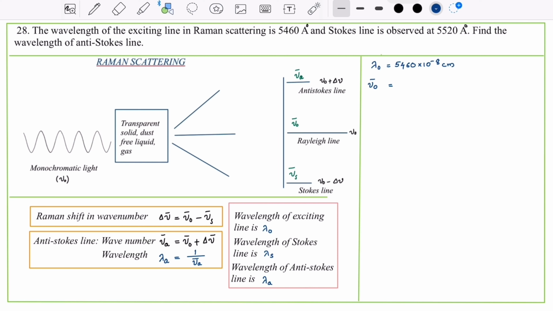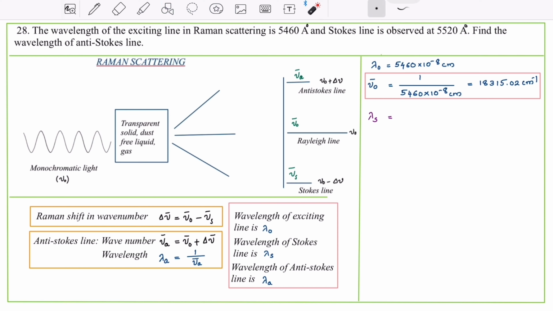Now the wave number corresponding to the Rayleigh line is 1 by 5460 into 10 raised to minus 8 centimeter, and that is 18315.02 centimeter inverse. Now let us find out the wave number corresponding to the Stokes line. It is given that the wavelength of the Stokes line is 5520 angstrom, that is 5520 into 10 raised to minus 8 centimeter.